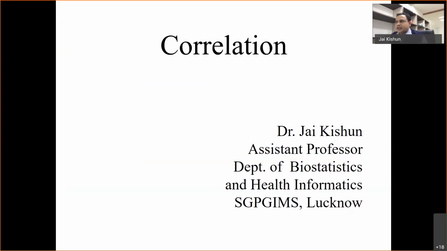The things which we have read, mostly we are talking about the univariate analysis. Means there is one variable, and for this variable we have calculated different types of measures of central tendency, and also some tests which we have applied, like independent t-test, or even some non-parametric tests.